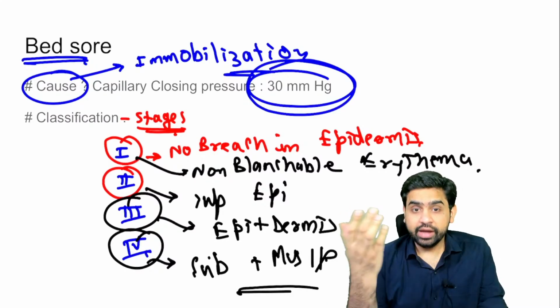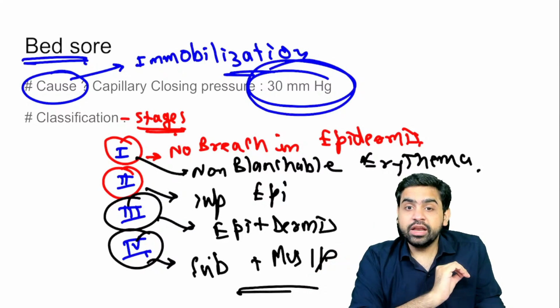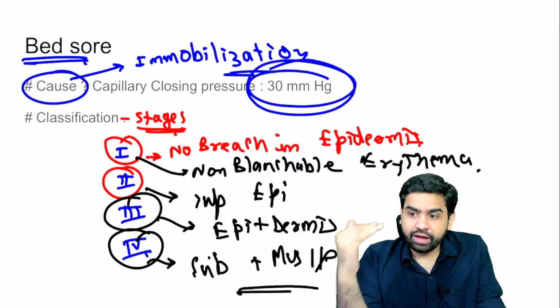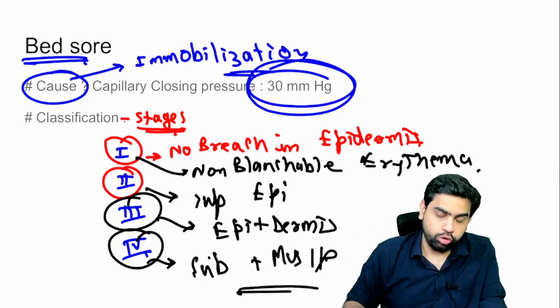The only reason I was trying to emphasize this is the stage 1 bed sore. In a stage 1 bed sore, there is no breach in the epidermis. All you basically have is a non-blanchable erythema. That is all you have in a stage 1 bed sore. Okay, I hope you have understood.